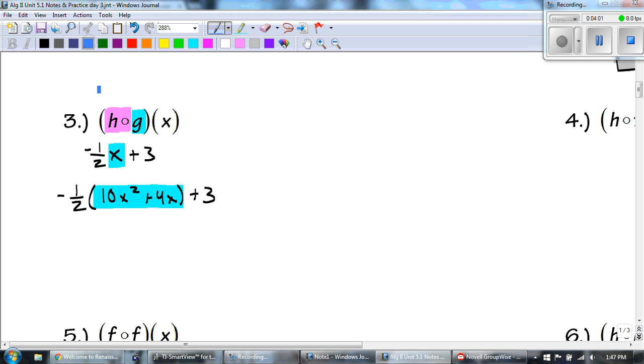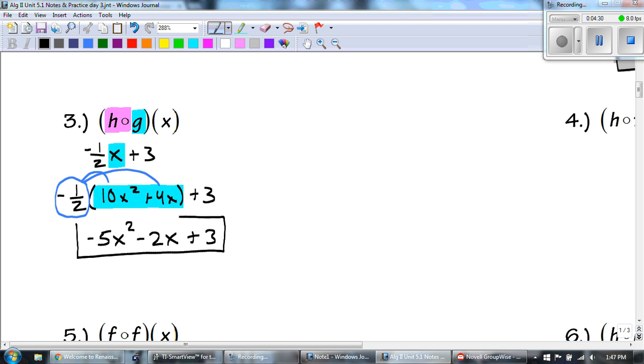Okay, so we have to be careful with our signs and what we're distributing. I need to multiply the 10 by negative 1/2, so half of 10 is 5, and it's going to be a negative 5x squared. And then negative 1/2 times 4, half of 4 is 2, and it's going to be a negative 2x, and then plus 3. And is there anything I can combine that with? No. So I've got negative 5x squared minus 2x plus 3.